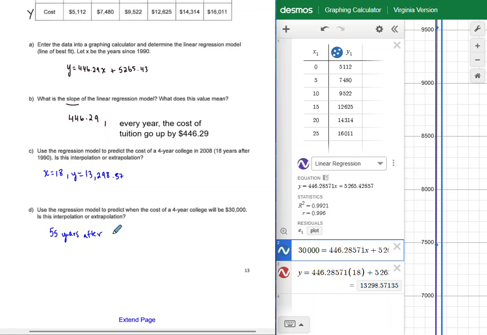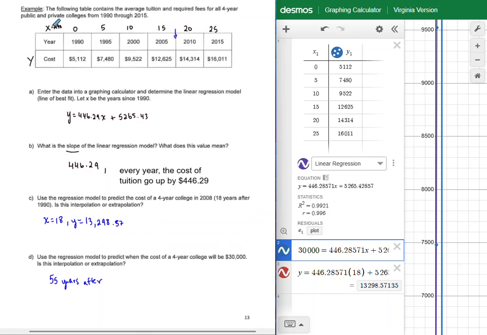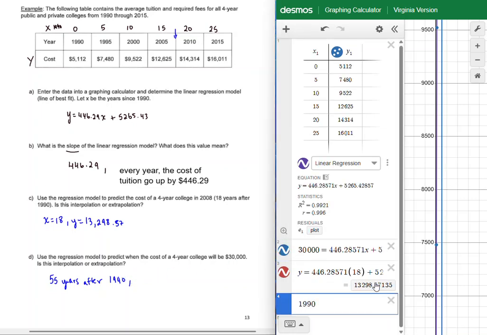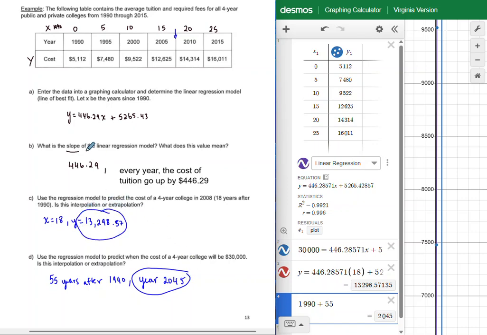What was the starting year? 1990. So that means 1990 plus about 55 years, so the year is going to be 2045. Okay, so that's my actual year. It says use a regression to predict when, then the when would be at what year? So at year 2045. And this was the answer for my y, and then that was the slope and what the slope means, and then this is the actual equation.